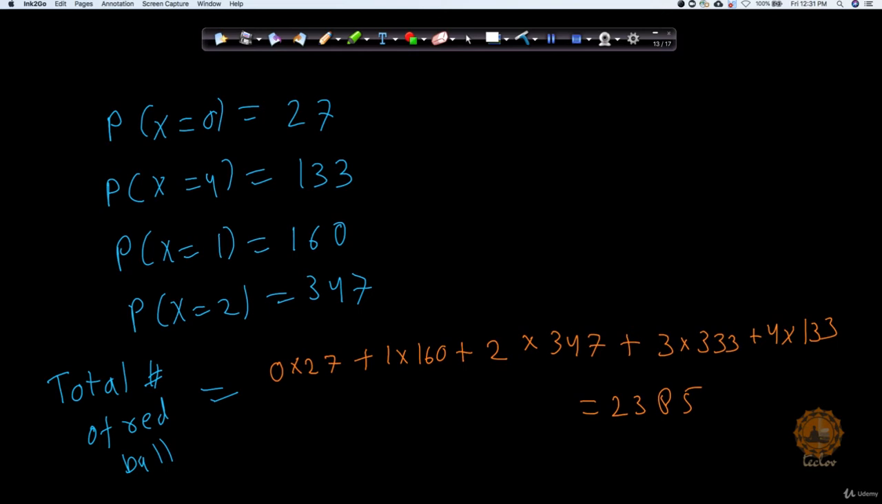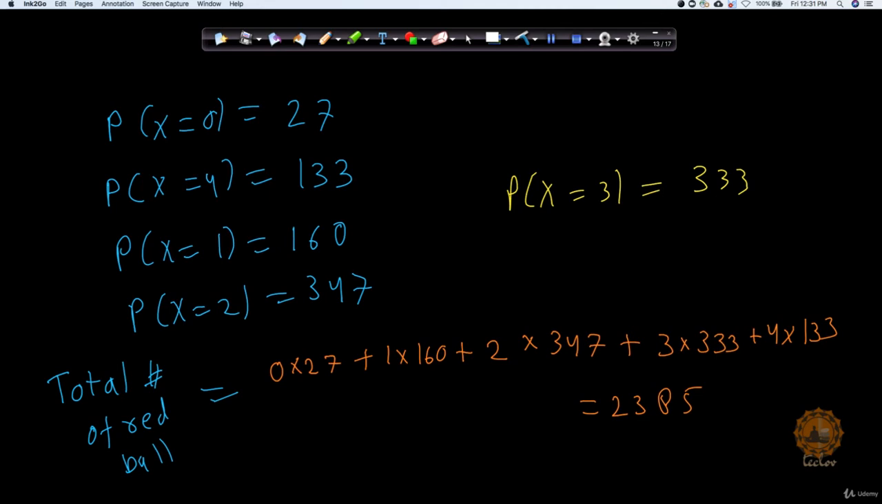So now what we can do is compute this. Basically, what we want to get is the total number of red balls in this case. In order to get the total number of red balls, we can say 0 multiplied by 27, because here I have 27 players with no balls. Similarly, 1 into 160, right? 2 into 347, the 1 is missing here. So P of x equal to 3 is going to be 333.